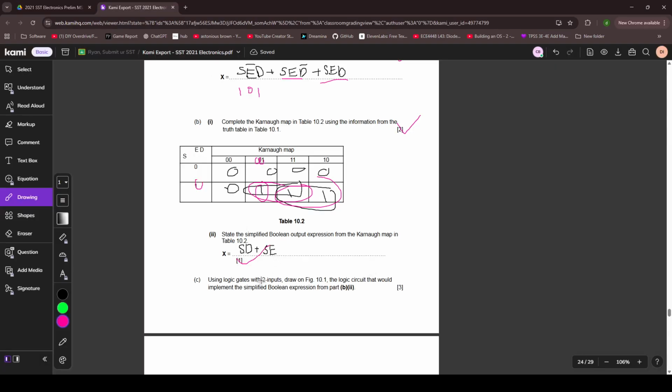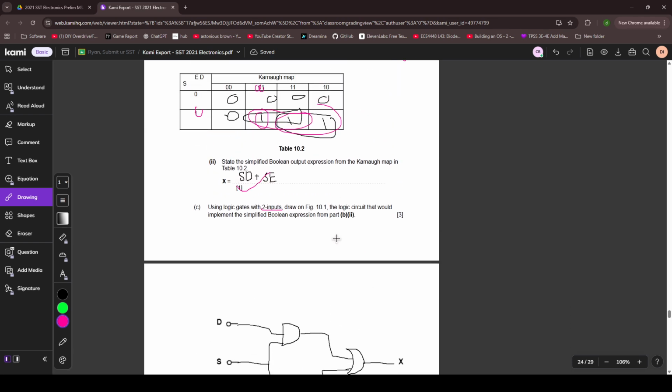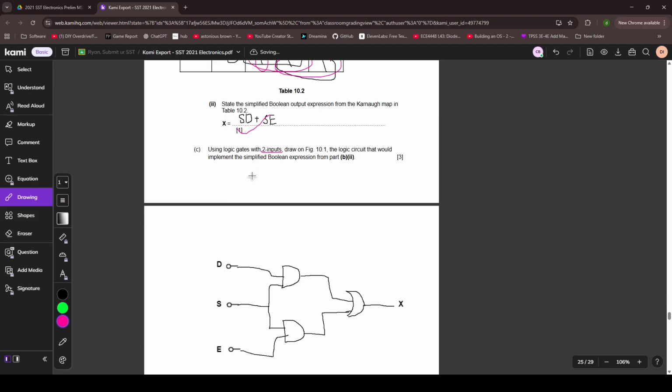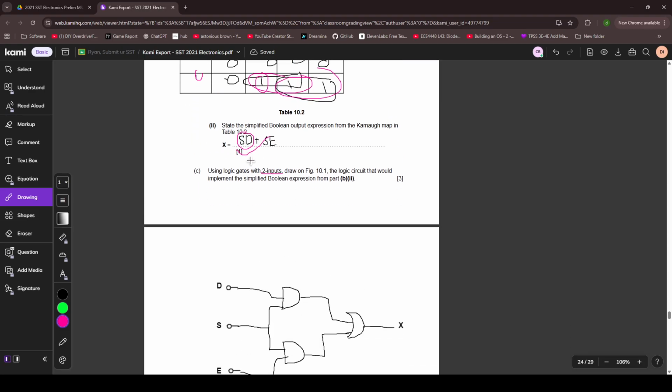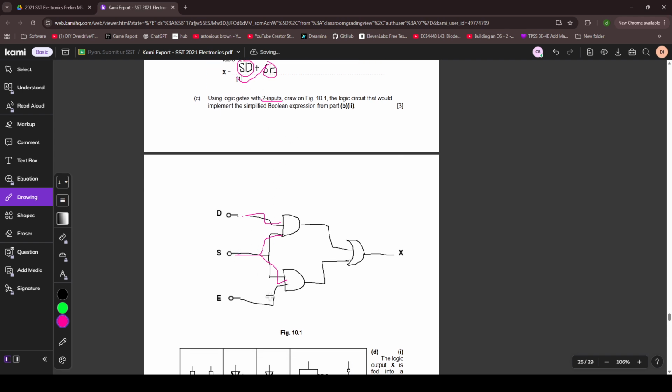Using logic gates with two inputs, draw on figure 10.1 the logic circuit that would implement the simplified Boolean expression. So the method for this is, just know when two variables are multiplied together is AND, when two variables are added together is OR, and when there's a bar is NOT. So we look at the first expression that is ANDed together, then we draw an AND gate. S and T are ANDed together. Then we look at the next one, S and E are ANDed together. Then they are ORed together.